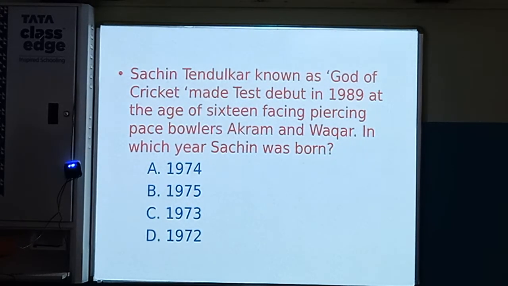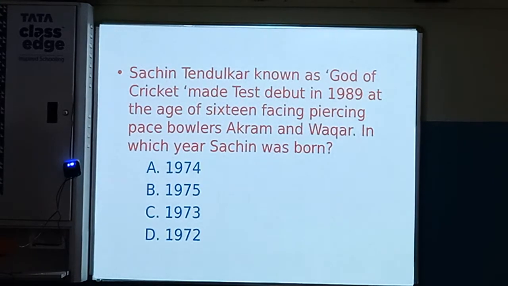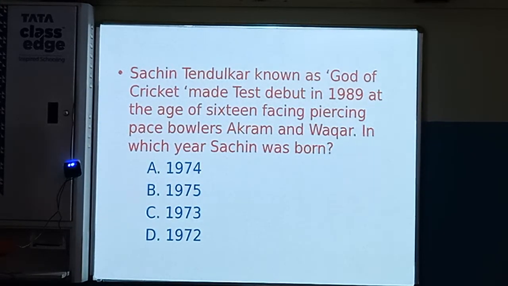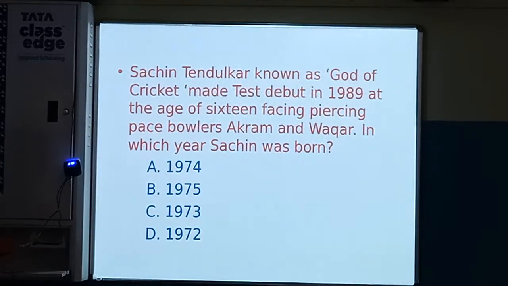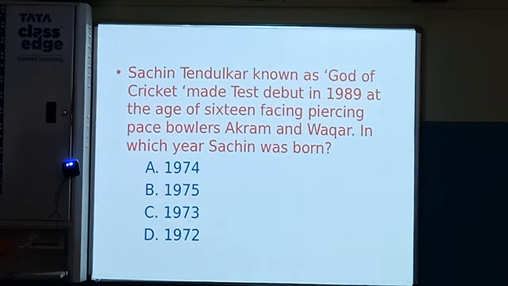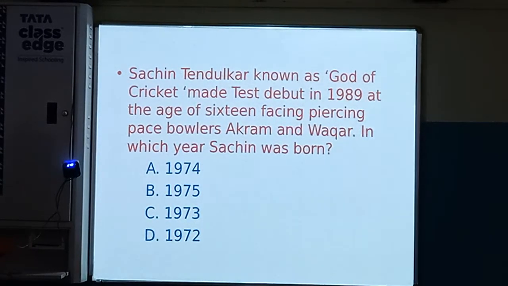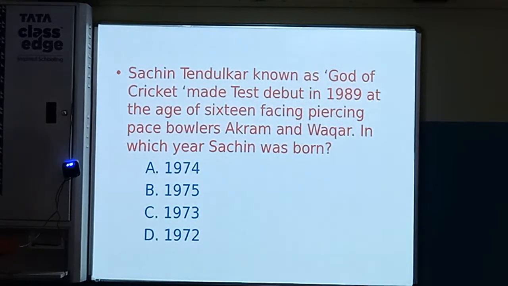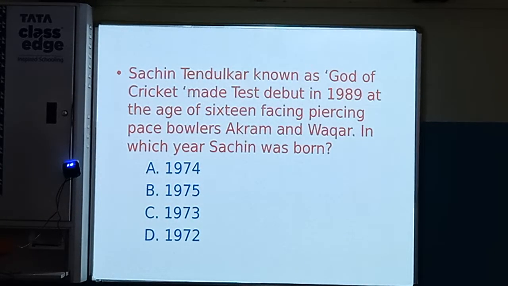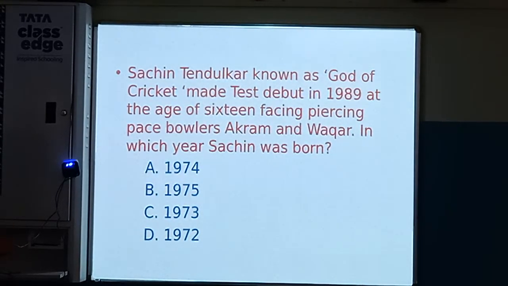Sachin Tendulkar, known as God of Cricket, made his debut in the year 1989 at the age of 16, facing piercing pace bowlers Akram and Waqar. In which year was Sachin born? So you can see here the clue is already given in the question. If you delete this part, either 1989 or at the age of 16, then basically we are not giving any clue.